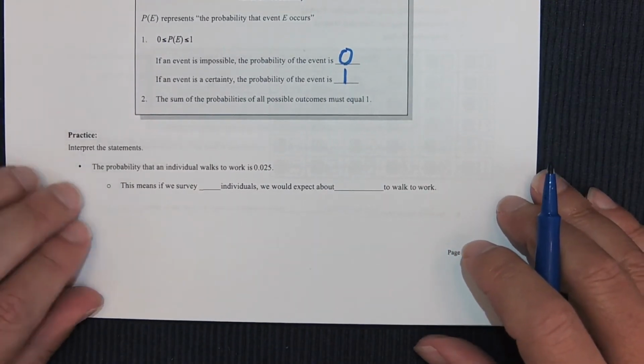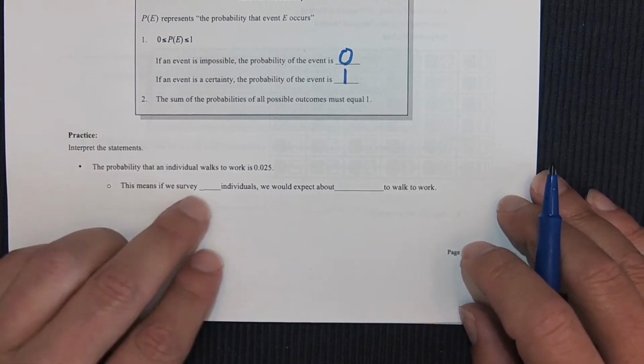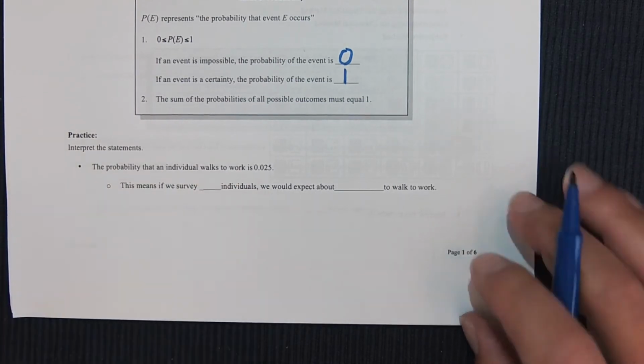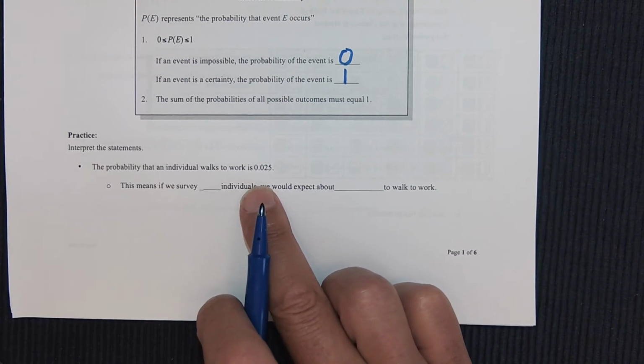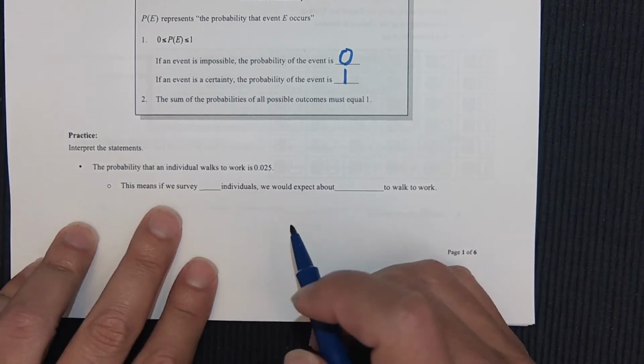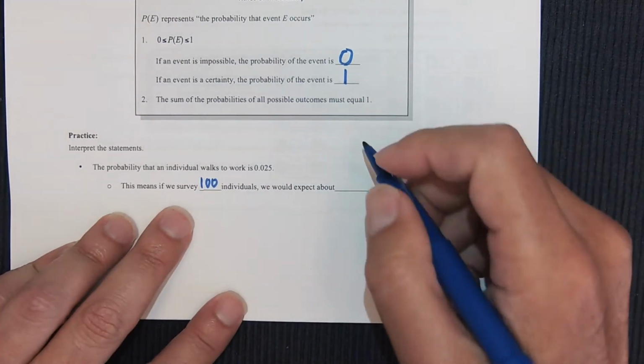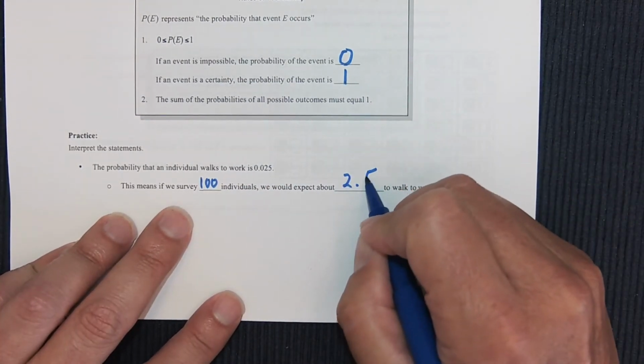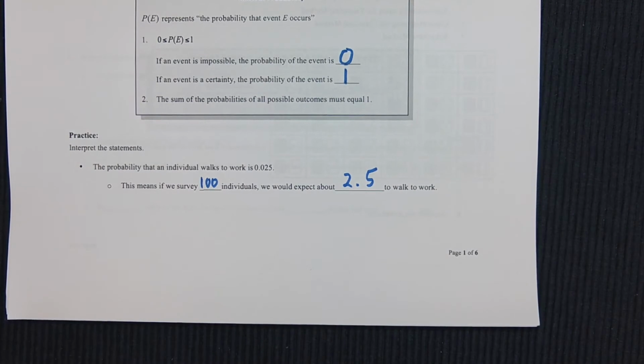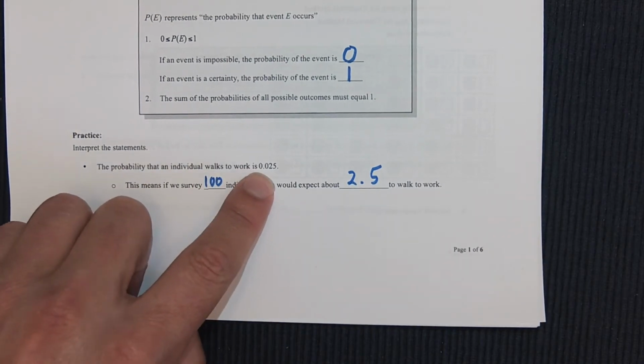Next up, practice just a little bit. The probability that an individual walks to work is 0.025. Notice that's between 0 and 1. This means if we survey 100 people, about 2.5 of them will walk to work. Now, there's no such thing as a 0.5 person, obviously. This would mean that I would expect there to be 2 or 3 that walk to work. Again, assuming this is a true probability.